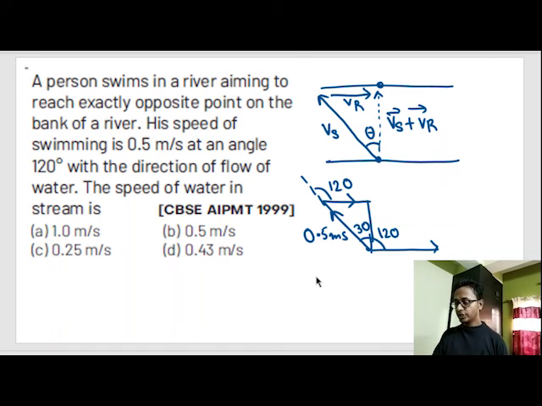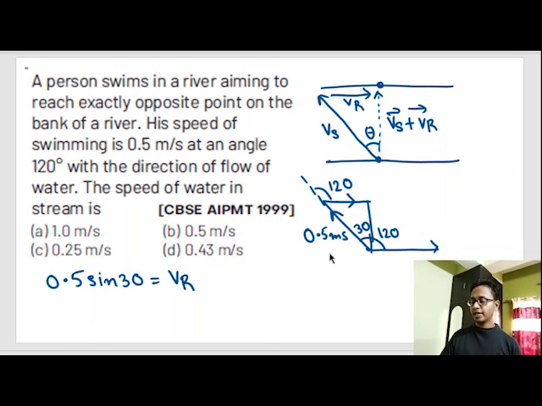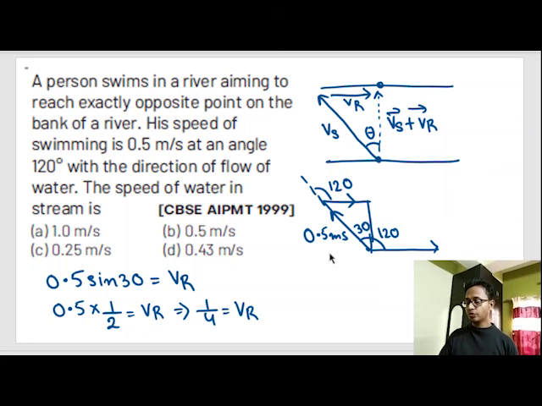Okay, so 0.5 sine 30. The velocity of the swimmer in the left-hand direction is equal to the velocity of the river in the right-hand direction. So 0.5 into sine 30, which is 1 by 2, is equal to the velocity of the river, or the velocity of the river is 1 by 4, which can also be written as 0.25. Okay, our correct answer is option number C.